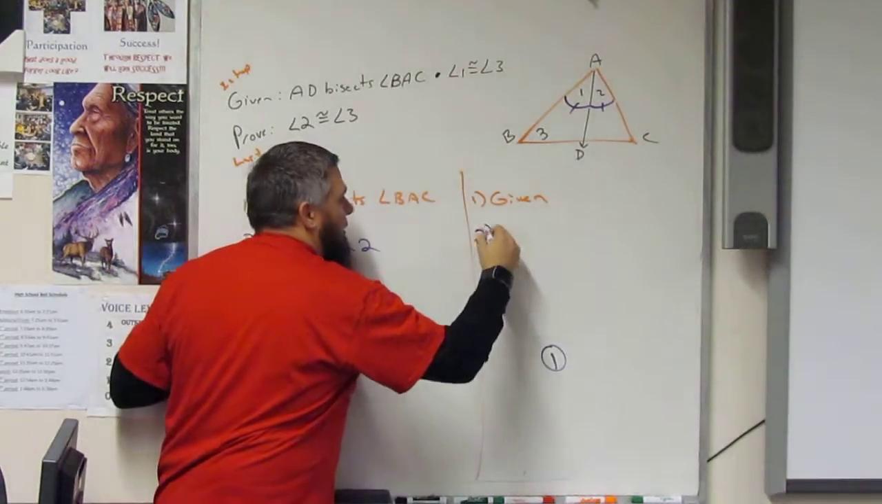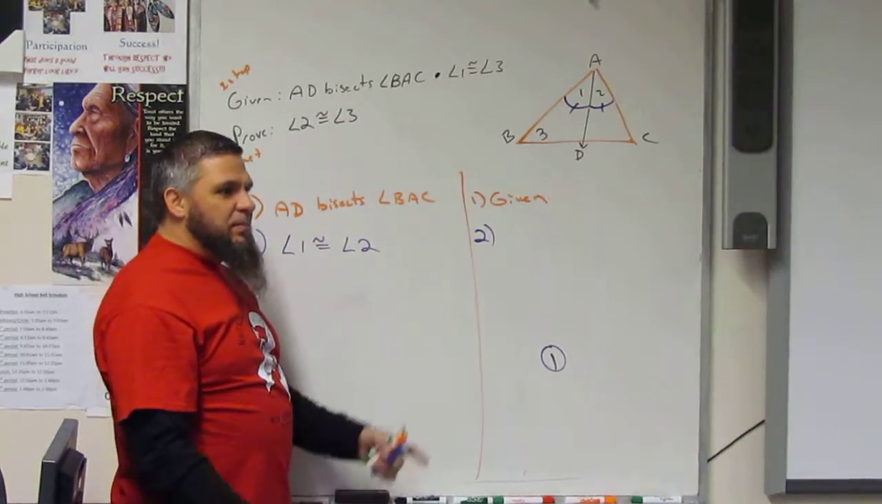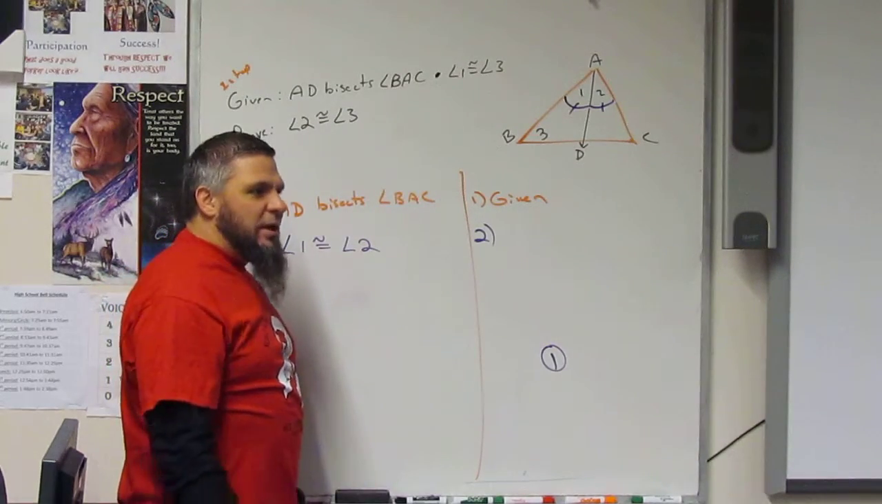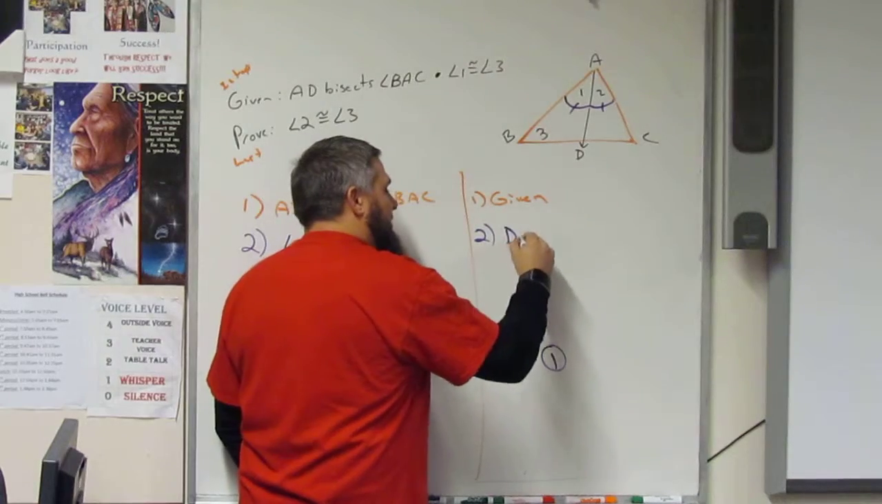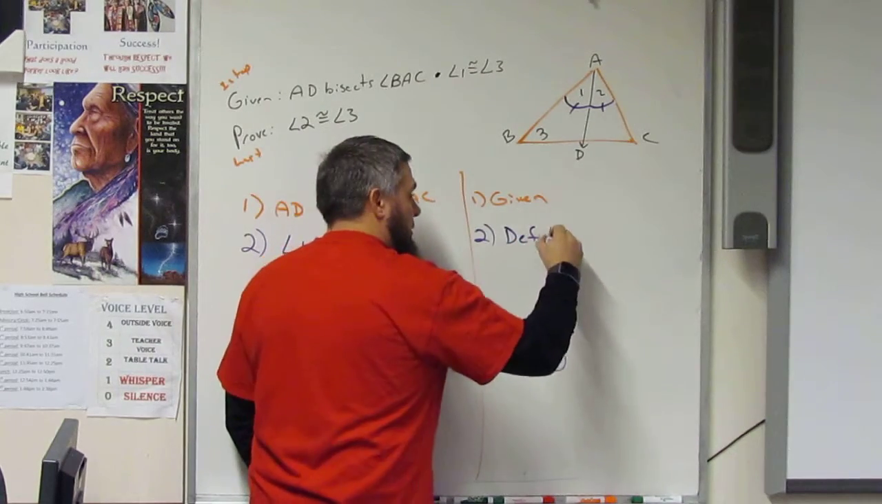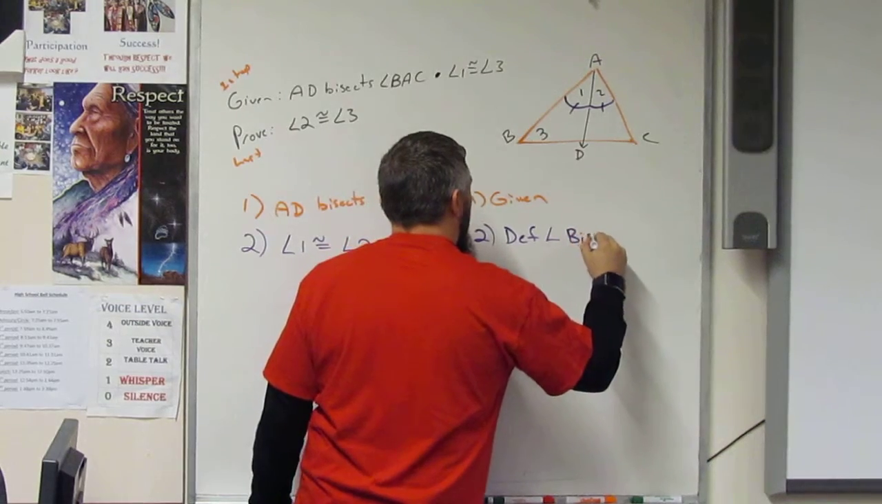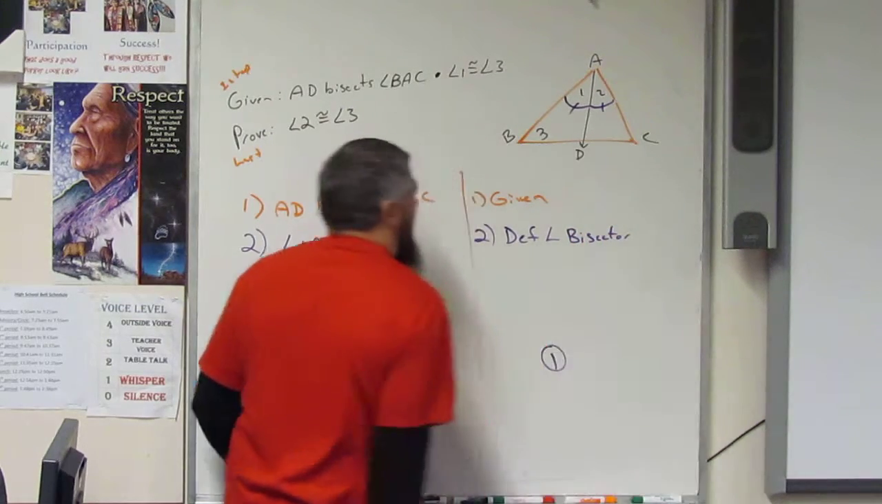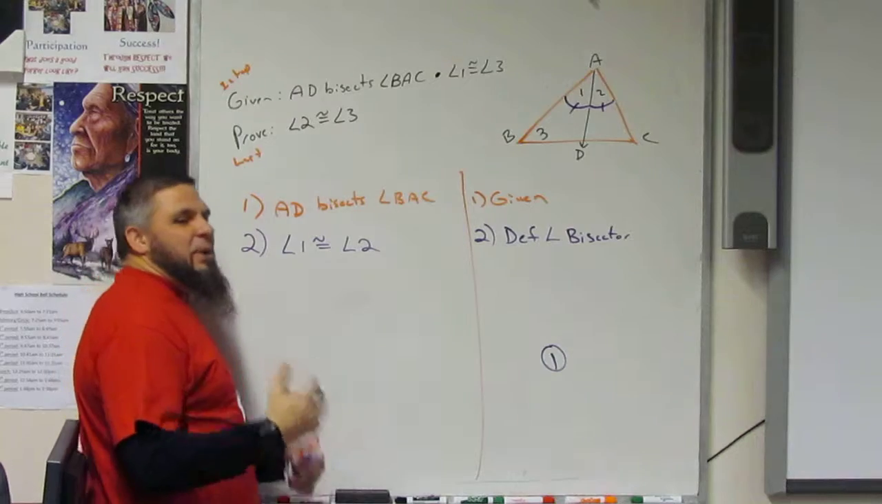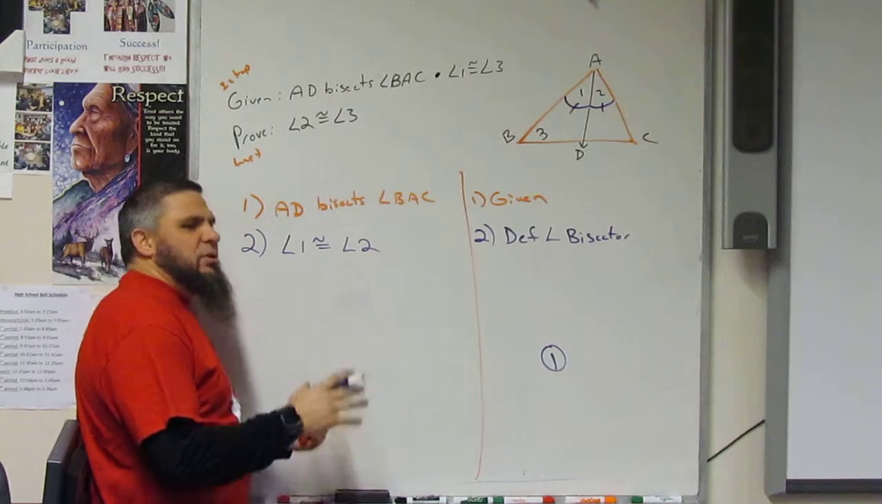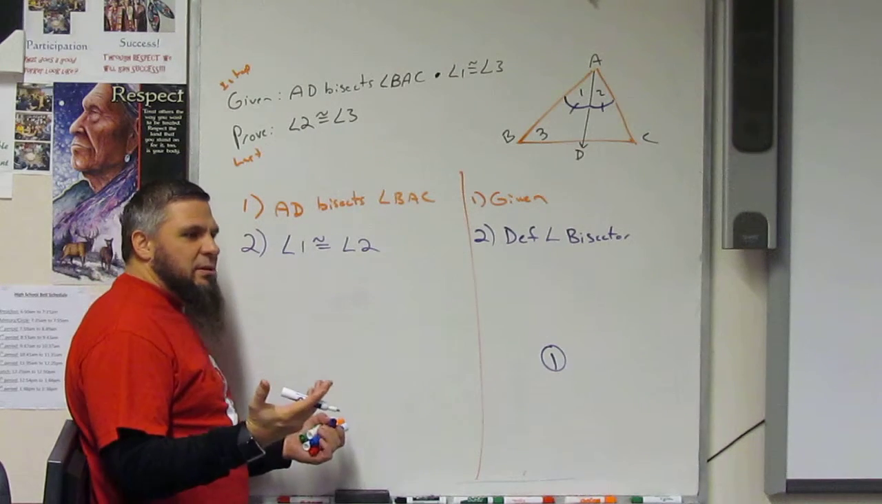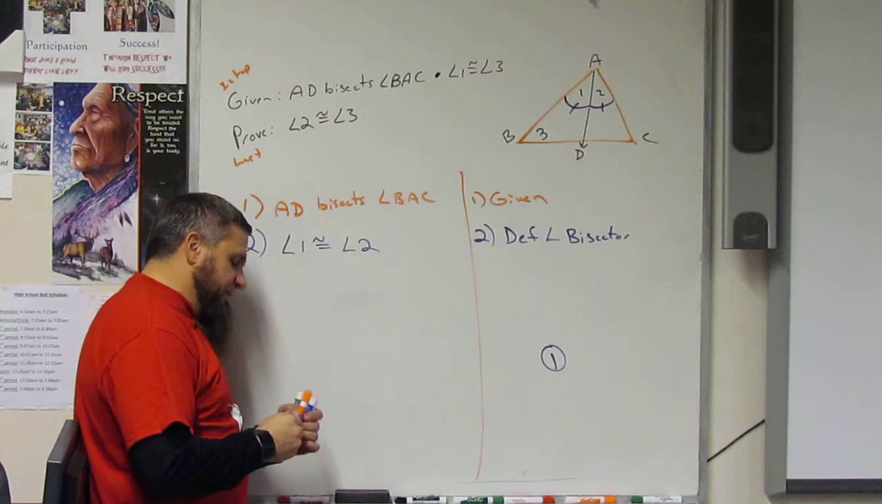Why? Because I cut it in half, you told me. So it's the definition of angle bisector. Very good. Anytime you bisect something, you cut it in half, you make 2 congruent parts. That's it. It's not hard.